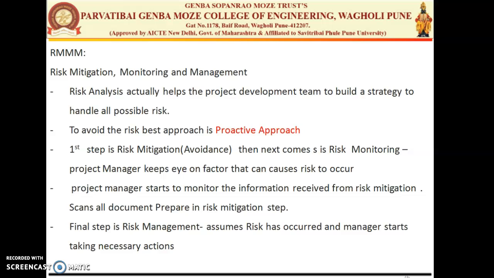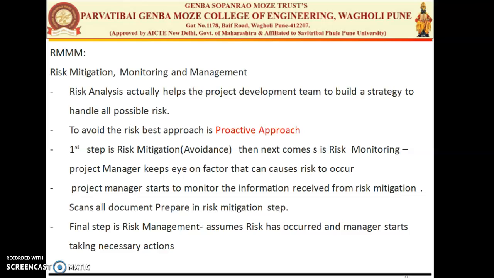And the last one, the third step, is risk management and planning. That means we assume that the risk has occurred in the project, and we need to take certain activities to manage that risk. So these three steps can be done under the RMMM, that is your risk mitigation, monitoring, and management. The first step is to keep an eye on the factors which can cause the risk.